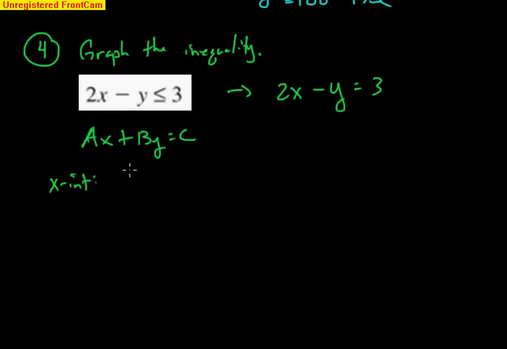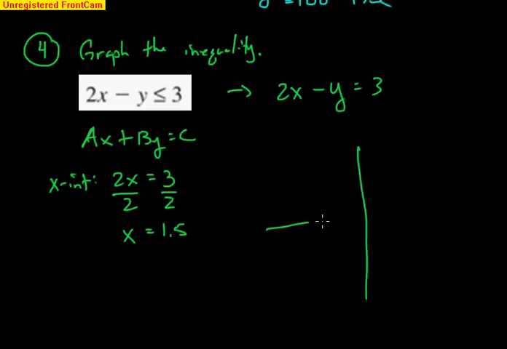To find the x intercept, we cover up the y. 2x equals 3. Divide by 2. X equals 1.5. I'm going to draw my graph right now. This is the x-axis, so I need to go 1.5 on the x. 1 and a little bit more. 0.5. There's my x-intercept.